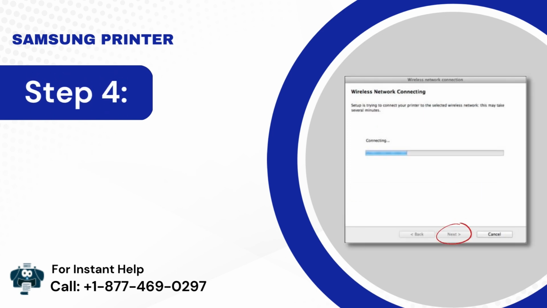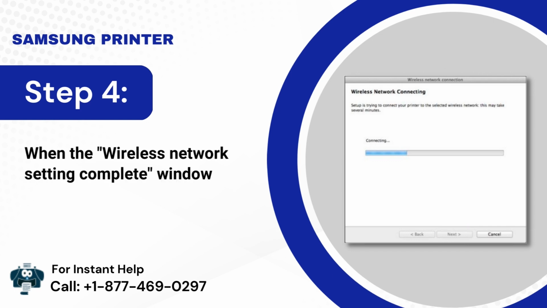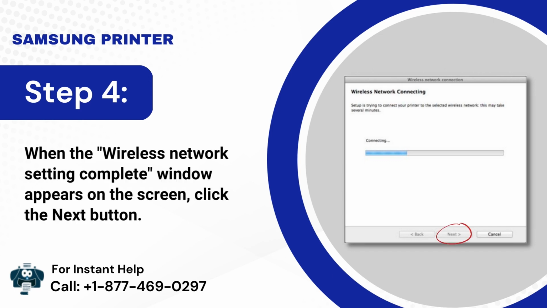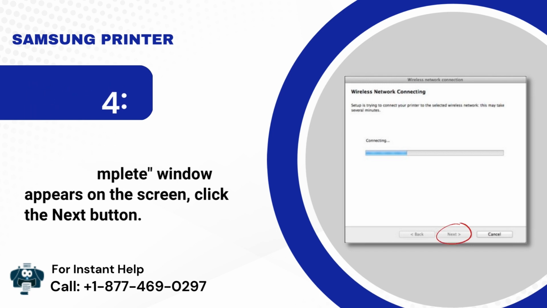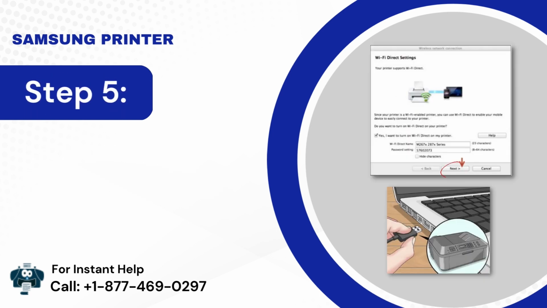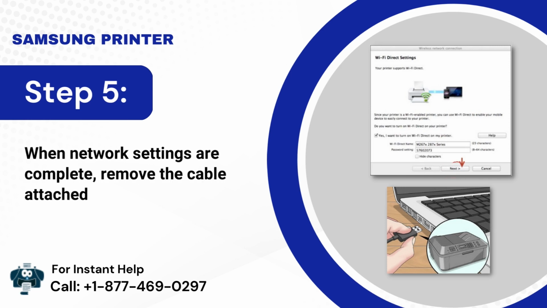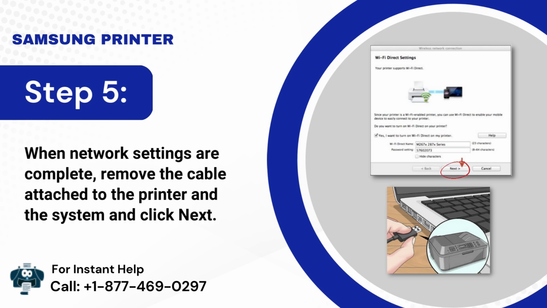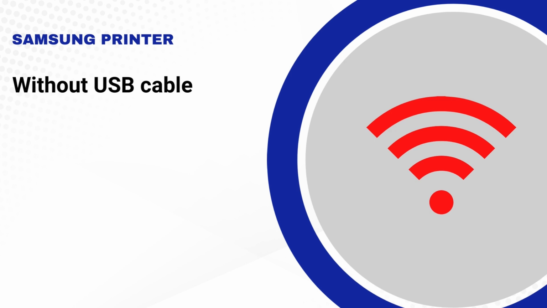Step 4. When the wireless network setting complete window appears on the screen, click the Next button. Step 5. When network settings are complete, remove the cable attached between the printer and the system and click Next. Without USB cable.